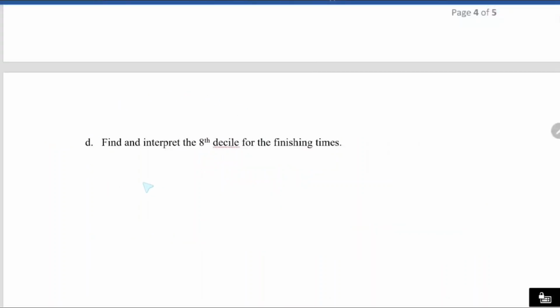The last question says find and interpret the 8th decile for the finishing times. Now this question is similar to the previous one we worked before. However, instead of giving us the percentile, they've given us the decile. Now decile has to do with the number 10. Deca, decile, these have to do with the number 10. So 8th decile means dividing the number line into 10 units.